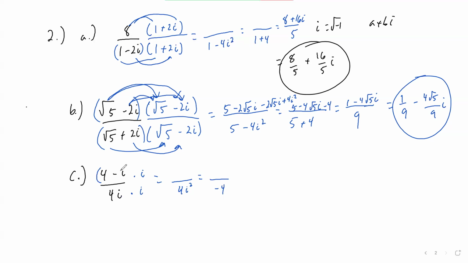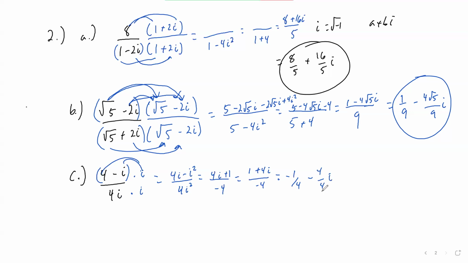And then here I would just distribute. So 4 times i is 4i, and i times negative i is negative i squared, which we know changes the sign, so this becomes 4i plus 1. And then we have to change the order of this because it has to be a plus bi, so I'm going to have to write 1 plus 4i over negative 4, and then I have to split the fraction up. So this becomes negative 1/4 minus 4 over 4 i.